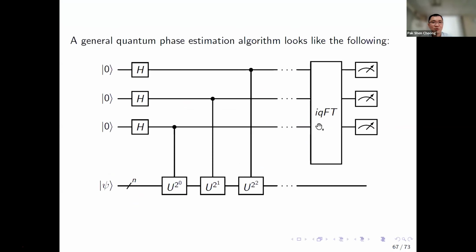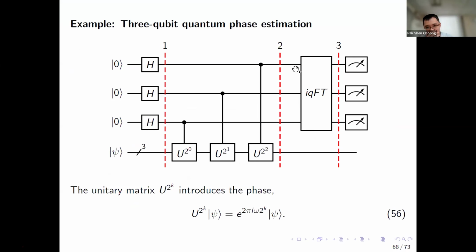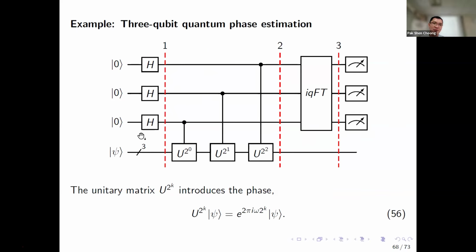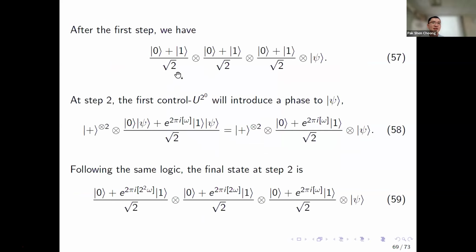So let's start with, again, a 3-qubit quantum phase estimation. A very simple example. Let's say you have a unitary matrix that introduces this particular phase. Now we look at what will happen after the first step, all the Hadamards. Basically, you have all the plus states, and then you tensor it with your sine.